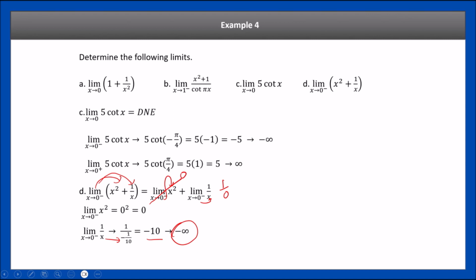All right, and they only wanted us to do the one side, so we don't have to worry about doing it from the right, just from the left. Okay, so we can write that it's negative infinity, or we can write d and e.